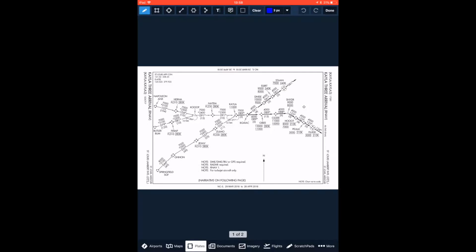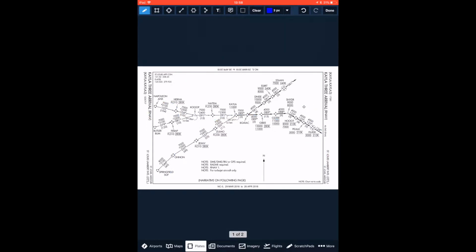Hello, my name is Brock, and today I will be going over Standard Terminal Arrival Routes, or STARs as they're more commonly known. Now, the first thing to note about STARs is that they are an easy way for air traffic control to transition aircraft from the en route structure into the final approach course to the airport. In this case, this is the KAYLA 3 arrival into St. Louis Lambert International, St. Louis, Missouri.